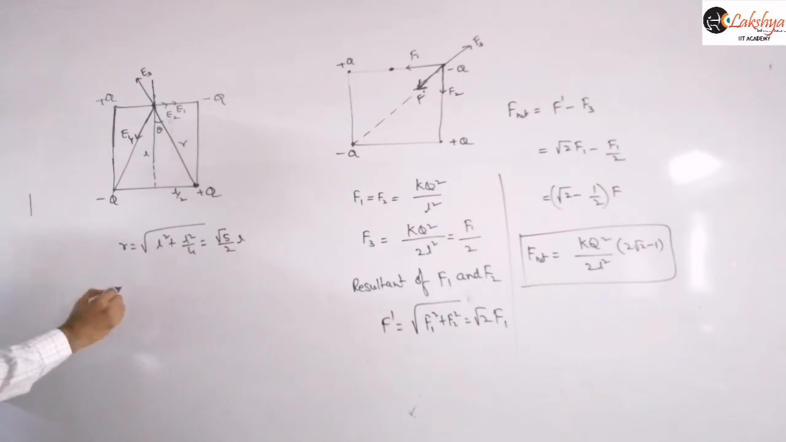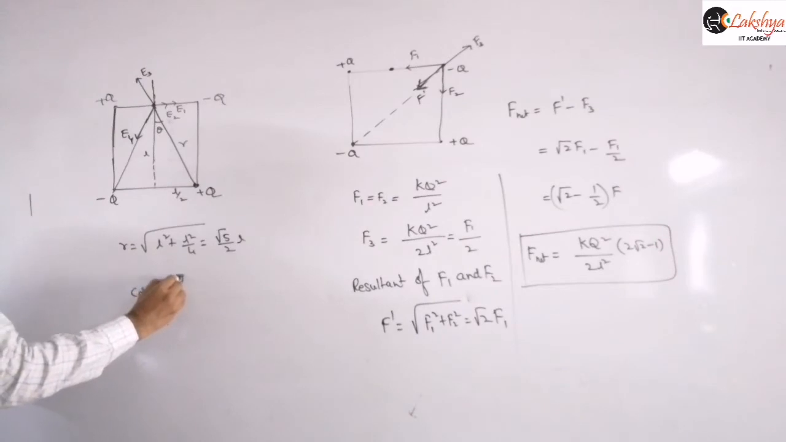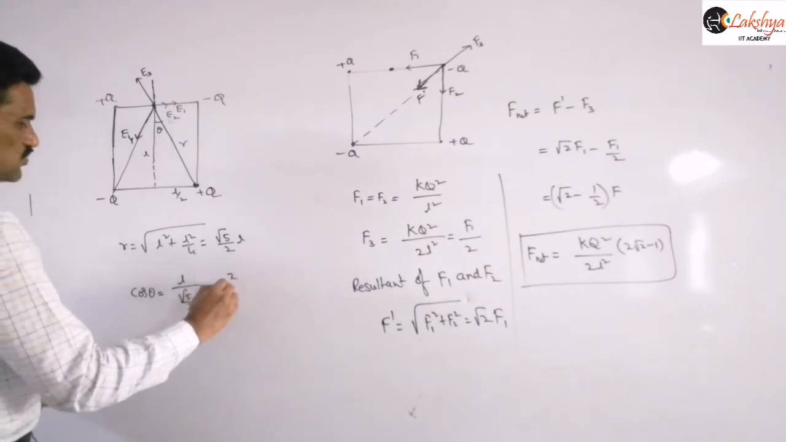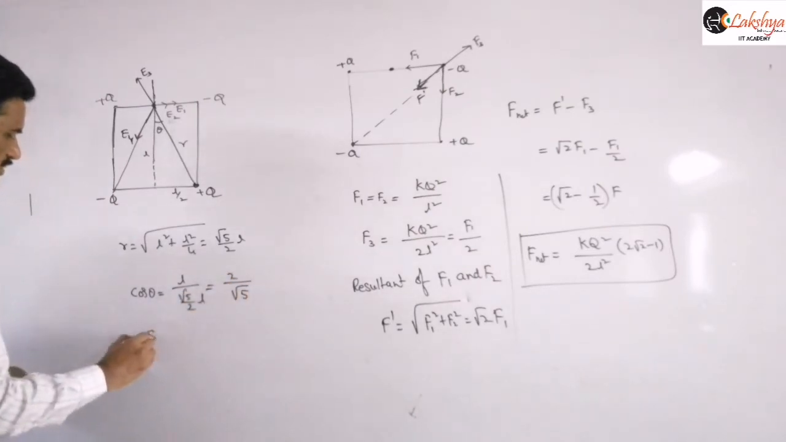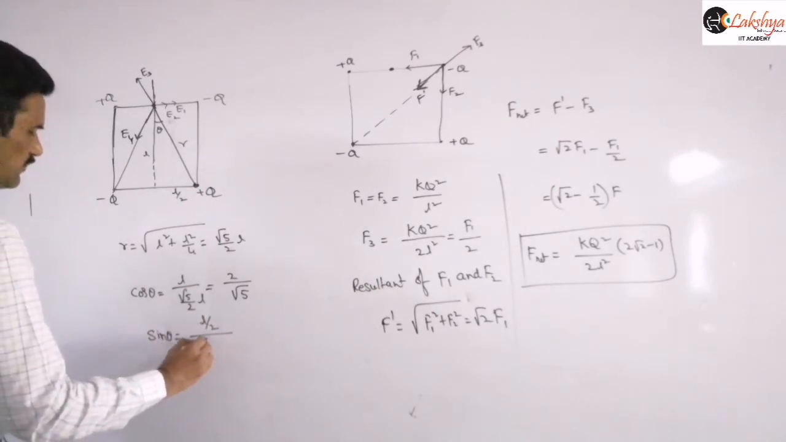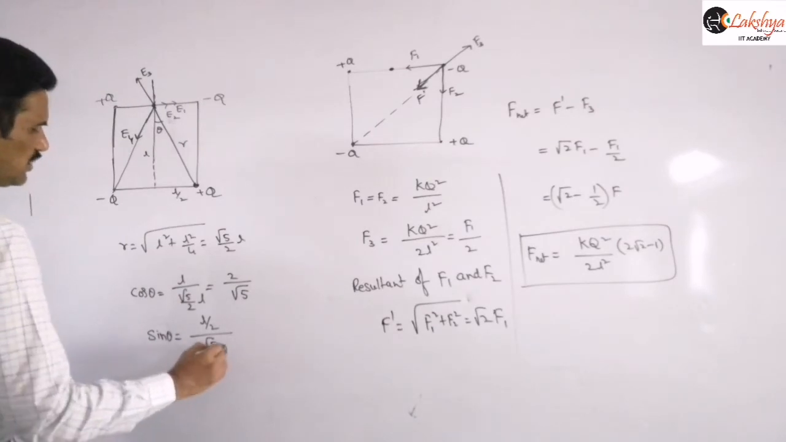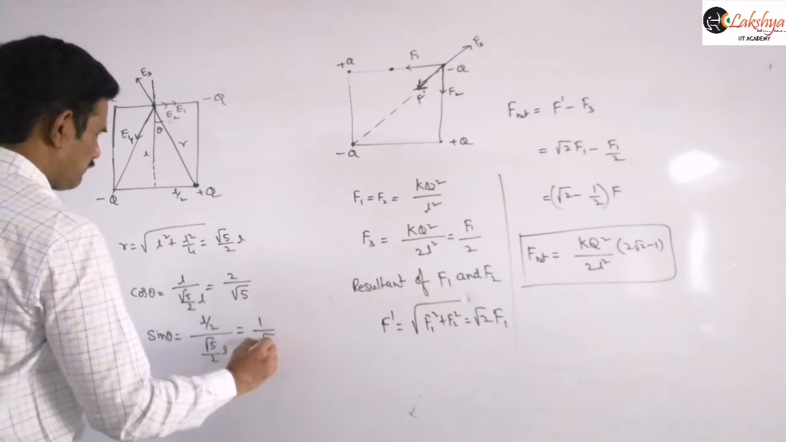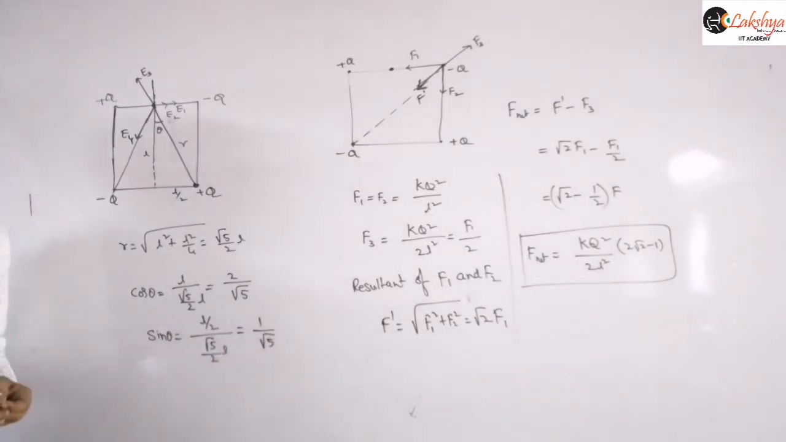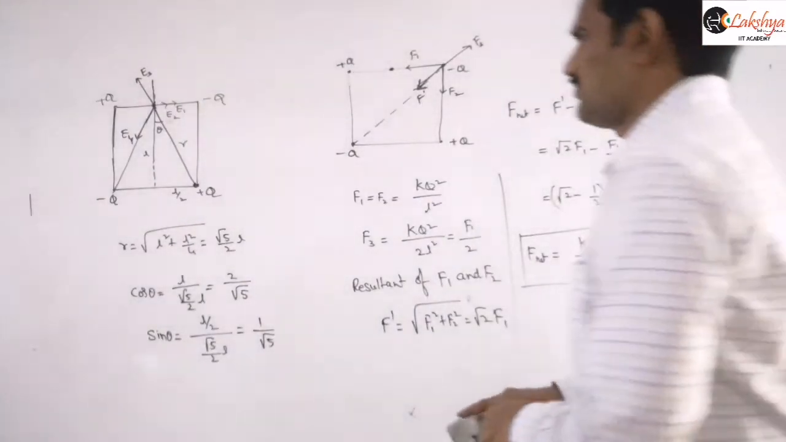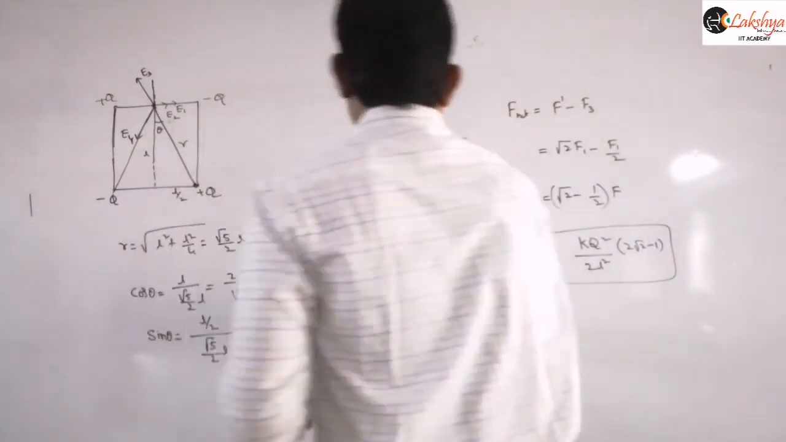And so then cos theta is L by R, and that R is nothing but root 5 by 2 L, so that means 2 by root 5. Similarly, let us write the sin theta value: L by 2 over root 5 by 2 L, so the 2 will be cancelled. I can write this as 1 by root 5. So those are the sin theta and cos theta values. I think you can do the further simplifications there.